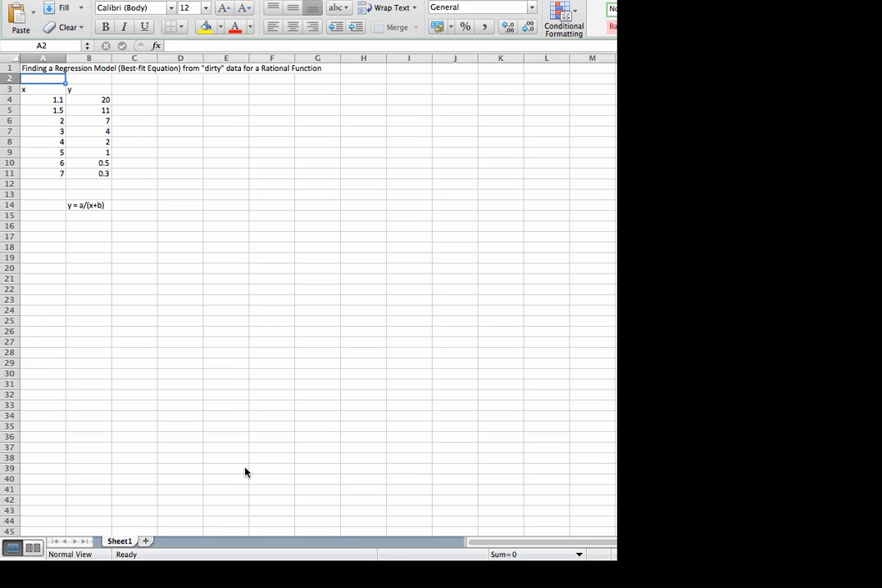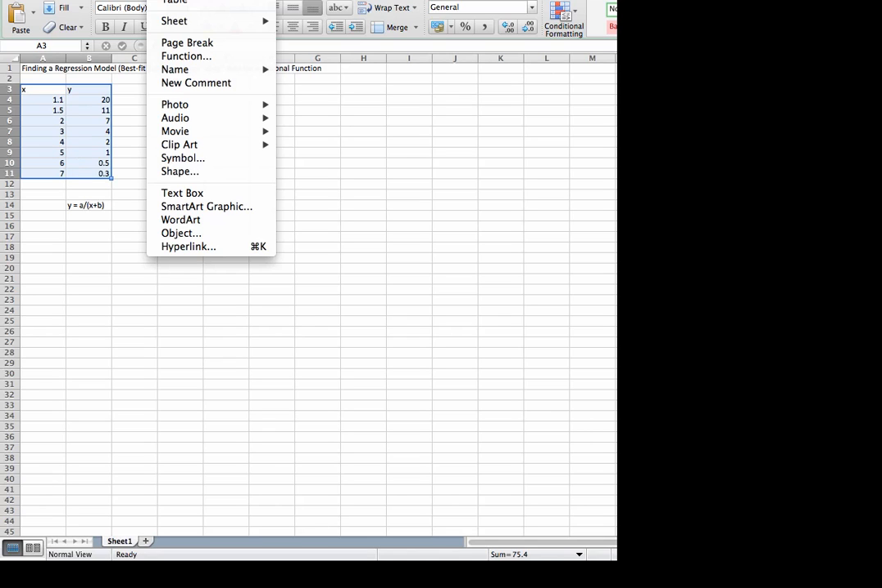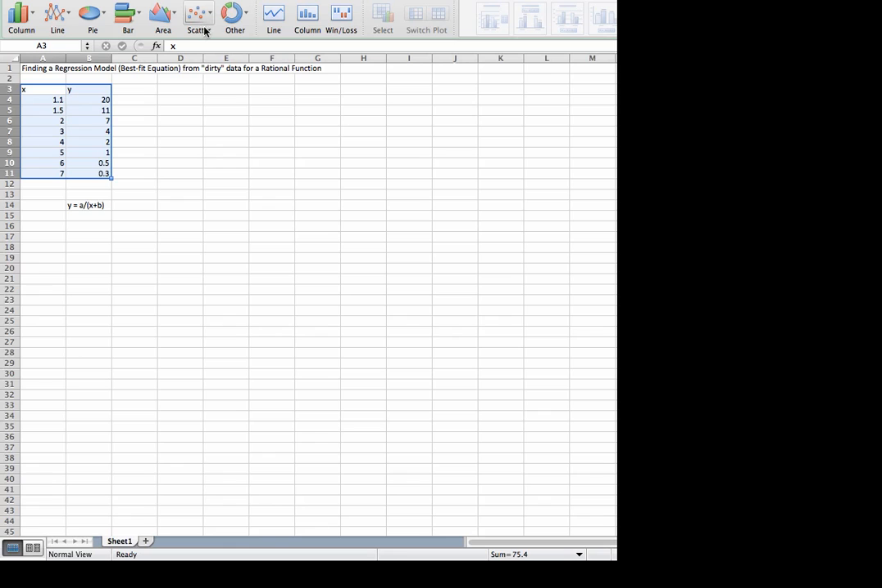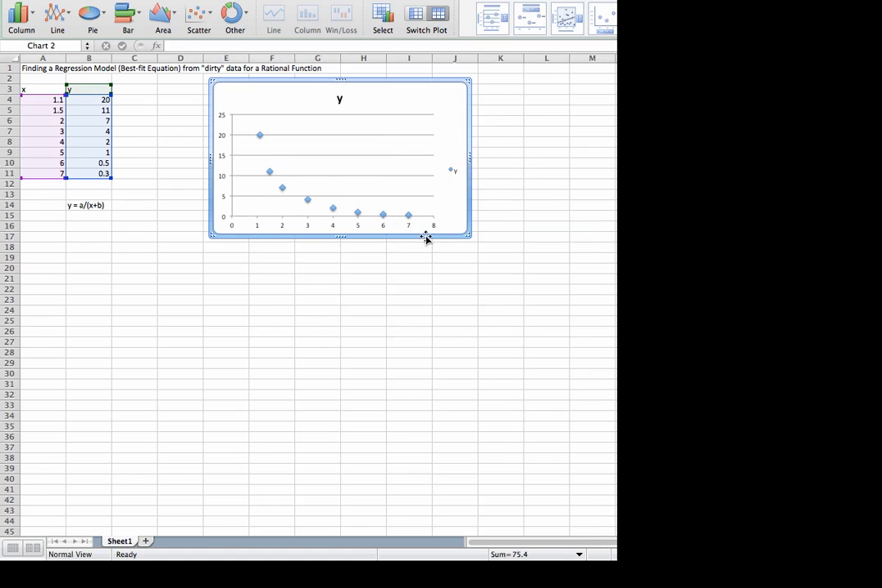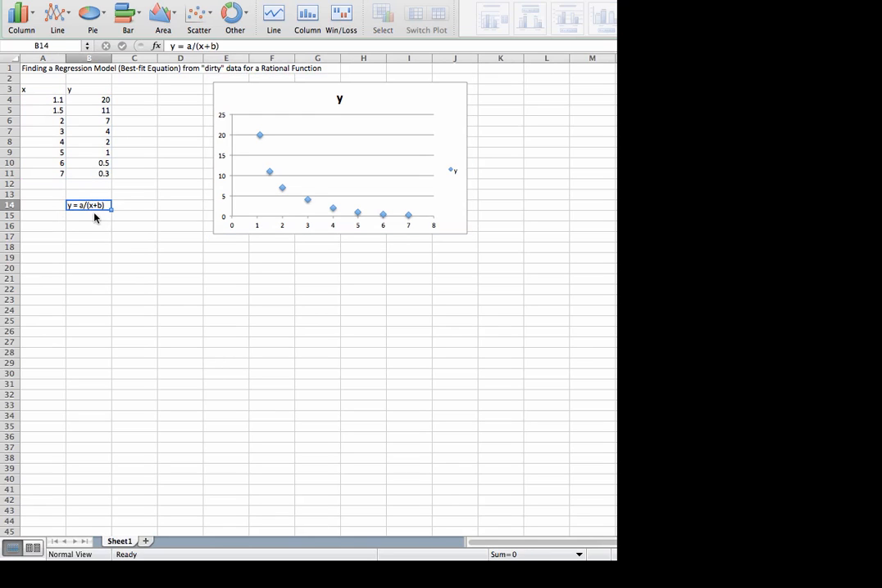We'd like to look at the process of finding a regression equation for a rational function. First of all, if we were to highlight the data and then insert a chart, a scatter plot here, it looks like a reasonable thing to do is to get a rational function from this. And what we're going to do is look at this particular rational function, a over the quantity x plus b.